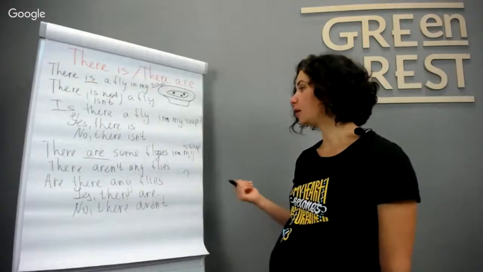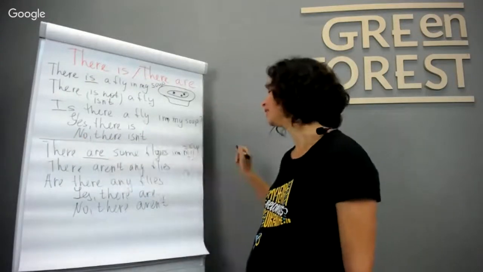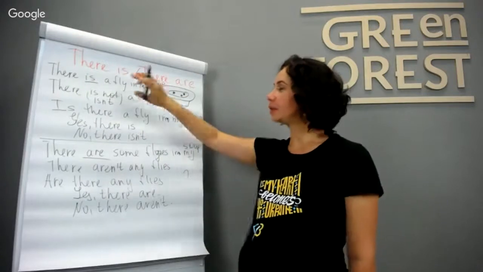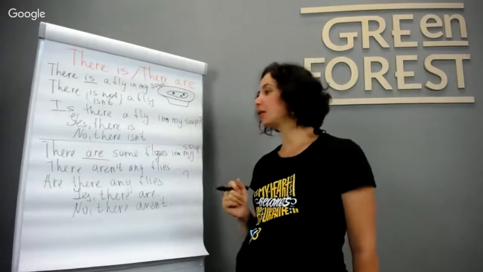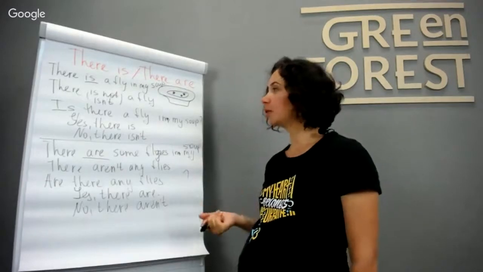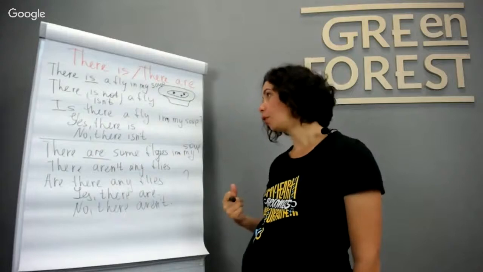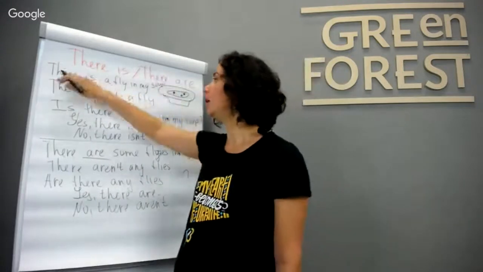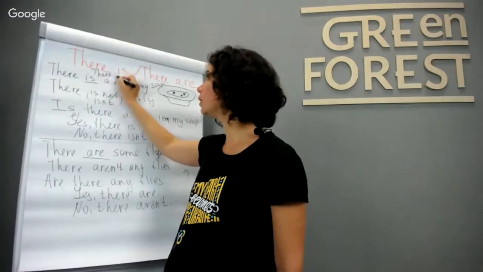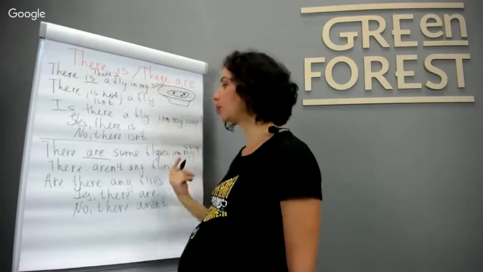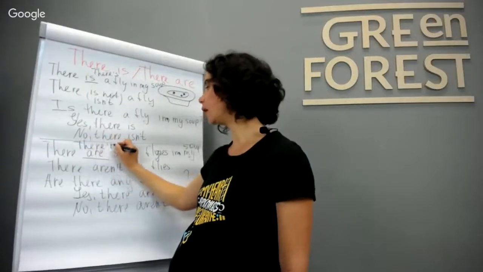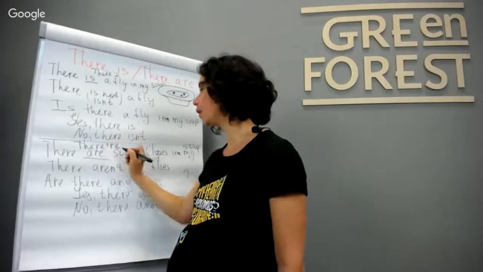This is how we create this construction in a very simple way. So one more time, "is" we use for singular and "are" we use for plural. Also, sometimes we can create short form, not very often, but sometimes it's possible. For example, "there is" can be shortened to "there's", or "there are" we can shorten to "there're", like that.